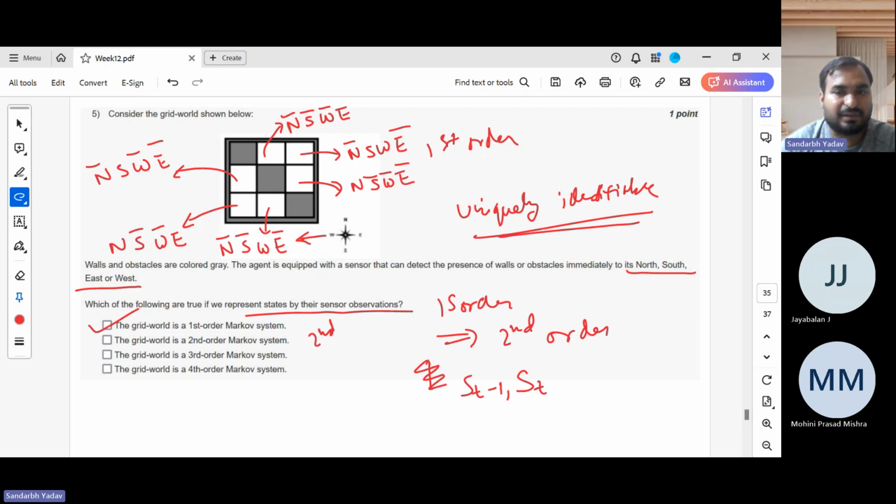So first implies second order, second implies third order also, and this implies fourth order also. So basically, all four are correct. You could have guessed this from this being a multi-option correct question. So if you can deduce that a system is a first order Markov system, then it's definitely second, third, and fourth also.